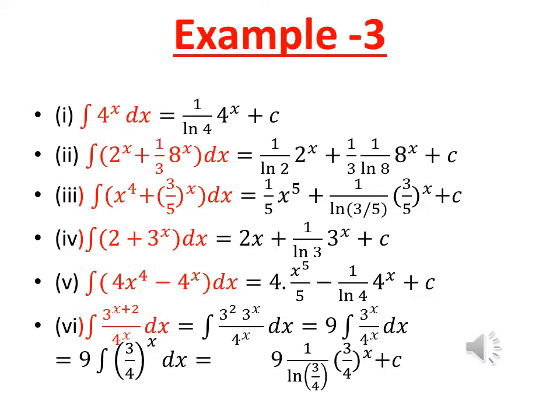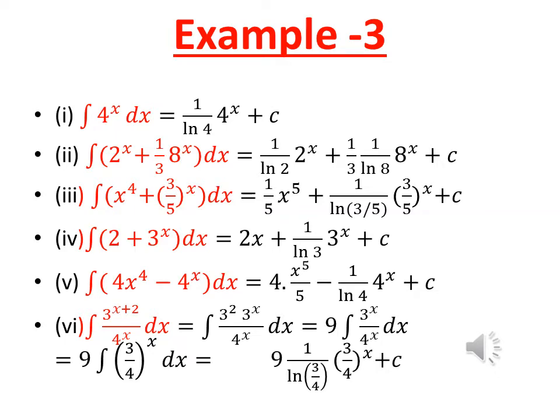Number 6: integration of 3 power x plus 2 over 4 power x is a good problem. 3 power x plus 2, what does that mean? It equals 3 power x times 3 power 2, and 3 power 2 is 3 times 3, which is 9. Put the 9 outside the integration.